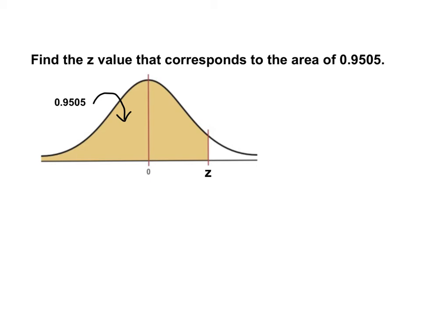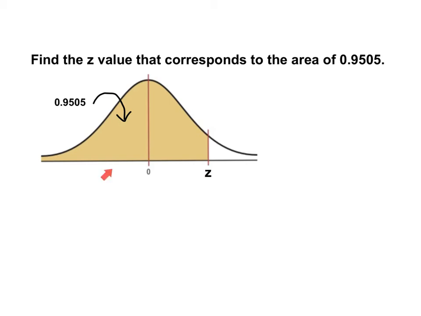One of the things that's helpful when they give you the picture is that you know which table you need to look at. Do I need to look at the positive table, or do I need to look at the negative table? Which one am I looking at here? The positive one. Because I'm to the right of 0, I know z has to be positive. So you're looking at the second page of the table.